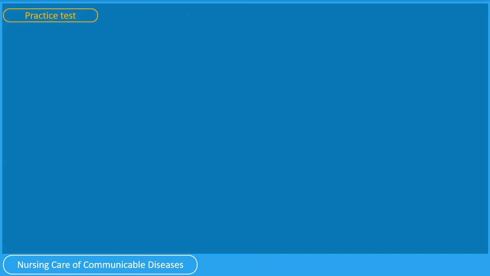Pause this video, gather your thoughts, and when you are ready, let us have a practice test. Combats parasitic infection. A, IgA; B, IgG; C, IgM; D, IgE. You have 5 seconds. The correct answer is D, IgE, remembered as IgE, E for EU, worms.